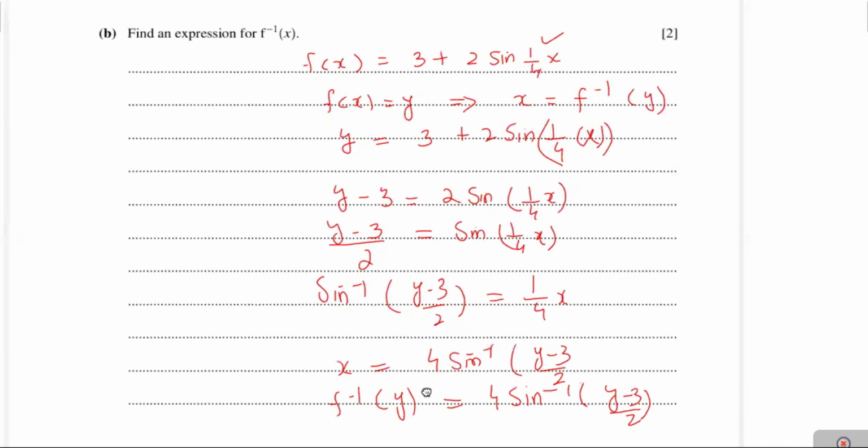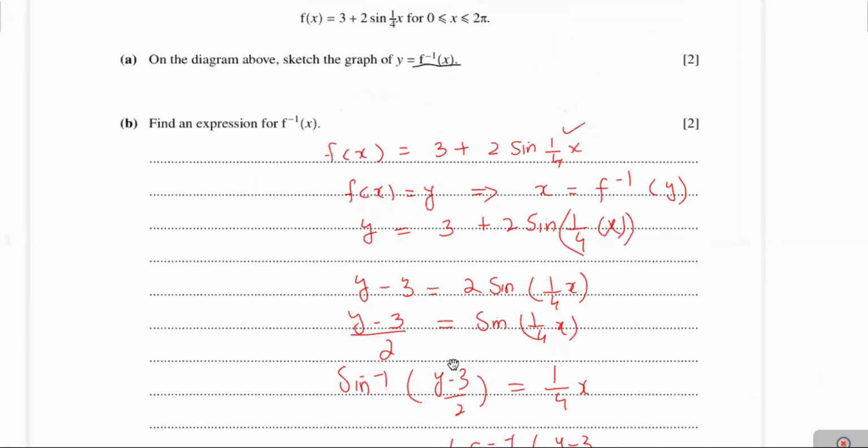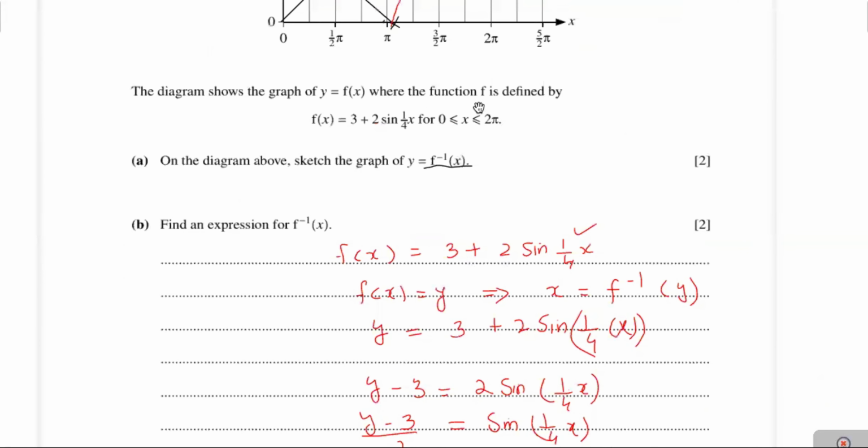We replace the y by x. We can write it as f inverse of x equal to 4 into sine inverse of x minus 3 over 2, and this is the inverse expression. Now move to the next part of this question.